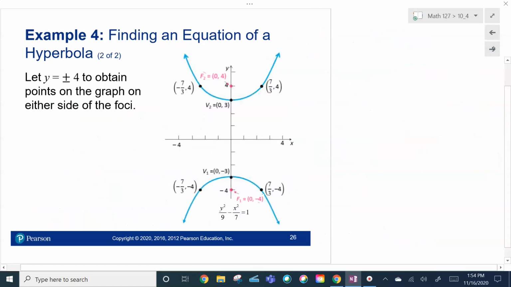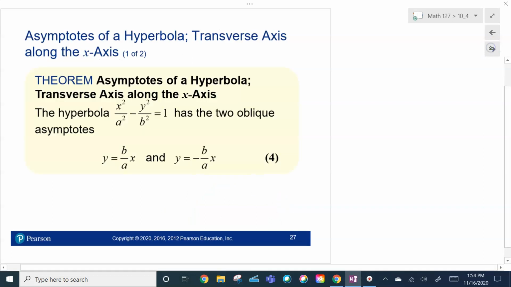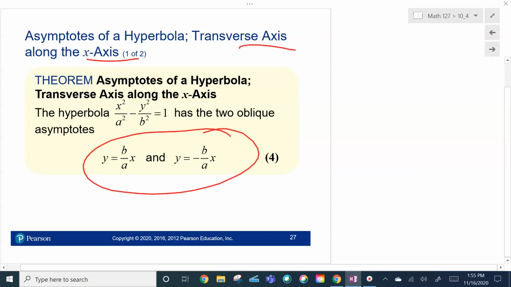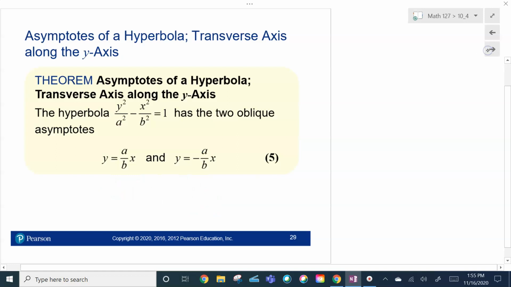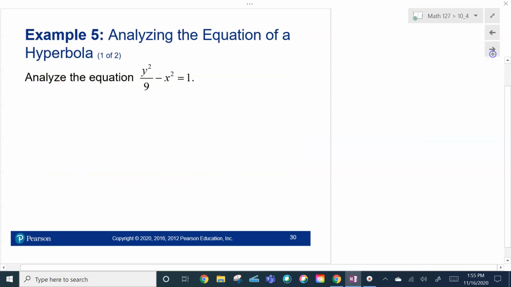Okay, so again, the only thing I'm missing here is my diagonals, my asymptotes. Alright, so we've discussed this already. If our transverse axis is the x-axis, we've got our equations for our asymptotes. There's a little picture of that. If our transverse axis is along the y-axis, there's the equation for those asymptotes.